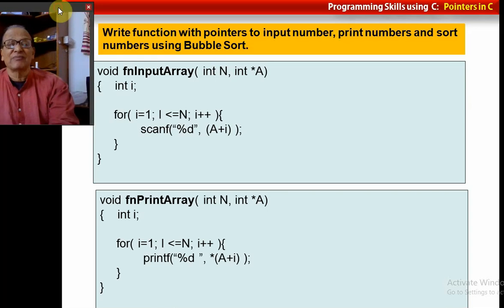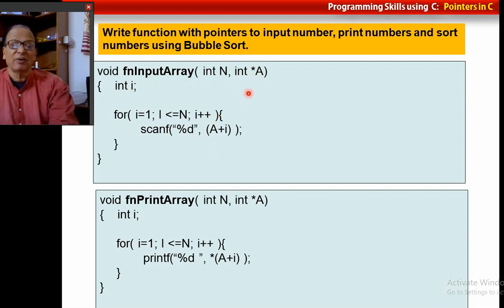The function will convert those function input array. This is the integer version; this is the pointer version. So int n and int star a, this is the pointer version. So how do I do it?